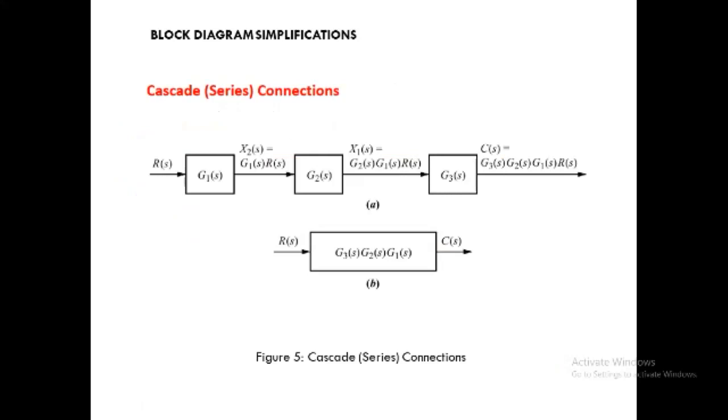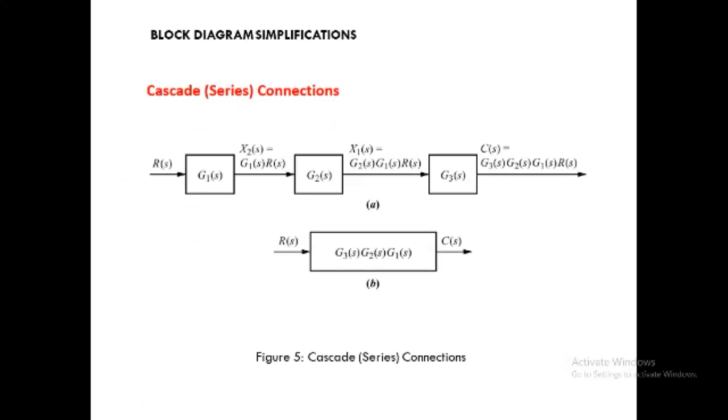Now we are moving towards some simplifications. The first simplification is cascade or series connection. As per the same diagram, here three gains are given, that is G1(s), G2(s) and G3(s). See diagram A.